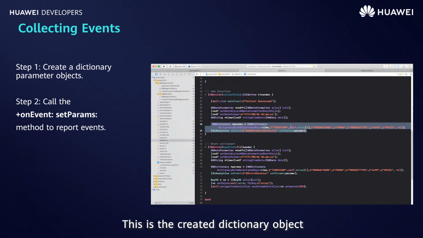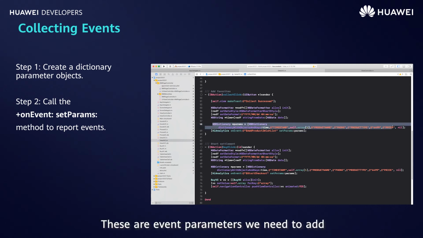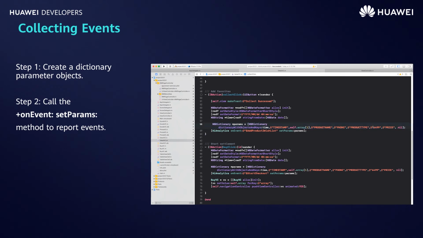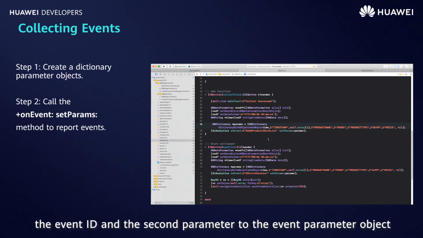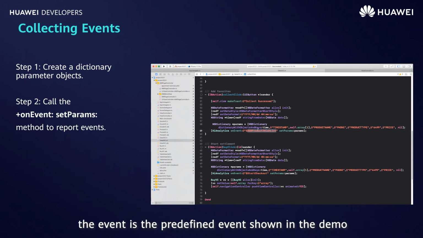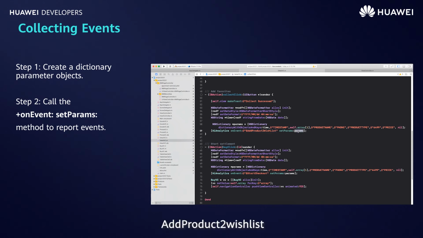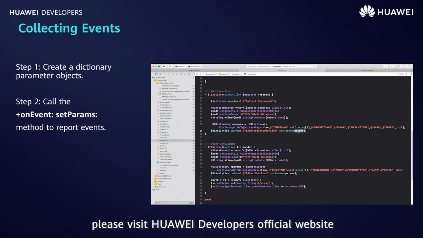This is the created dictionary object. These are event parameters we need to add, including product ID, product name, category, and price. After adding the parameters, we can call the onEvent method with the first parameter set to the event ID and the second parameter to the event parameter object. In this case, the event is the predefined event shown in the demo. That is, add product to wish list. In this way, event reporting is completed. Alright, that's all about event reporting. For more details, please visit the Huawei developers' official website.